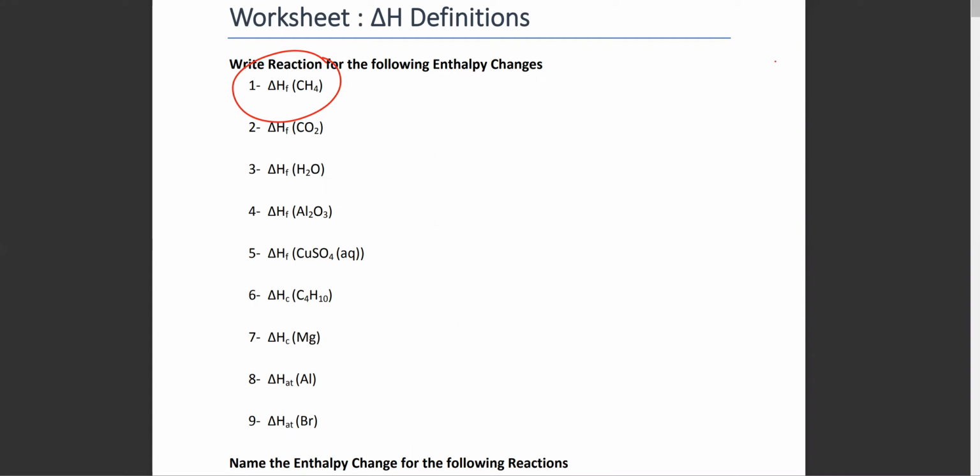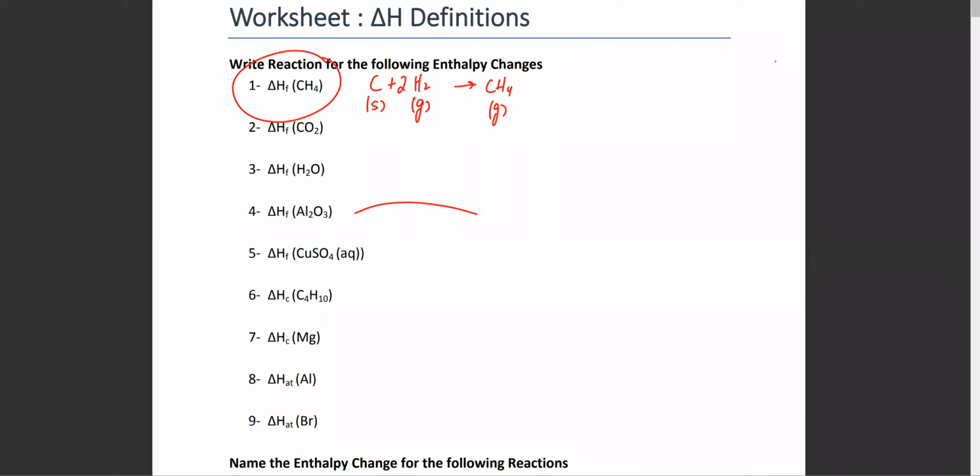This is the enthalpy change of a reaction in which 1 mole of CH4 is going to be formed from its constituent elements, and the elements are going to be carbon and H2, and the elements must be in their standard state. So carbon would be solid, and H2 would be gas, and CH4 would also be a gas, and this should be 2 H2. Is this clear?